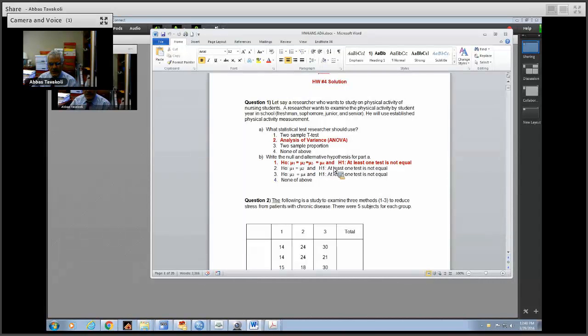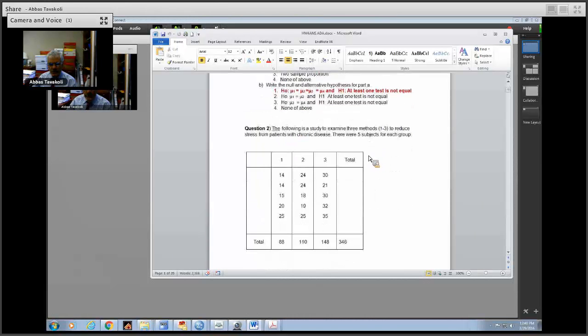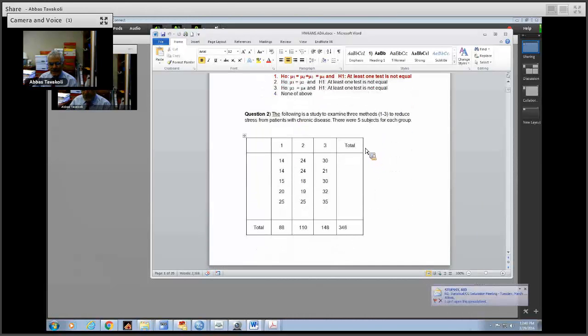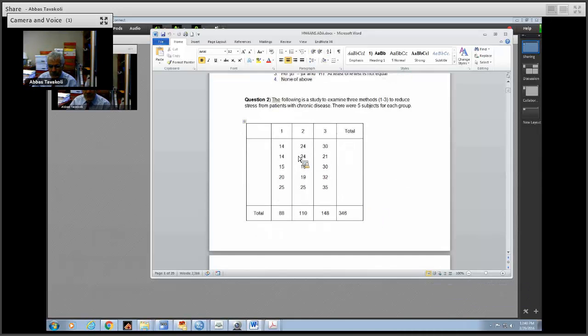Then how are you going to set up your hypothesis? Because you have 4 groups, the null would be mu1 equals mu2 equals mu3 equals mu4, and the alternative would be at least one mean is not equal. So that's the correct answer.